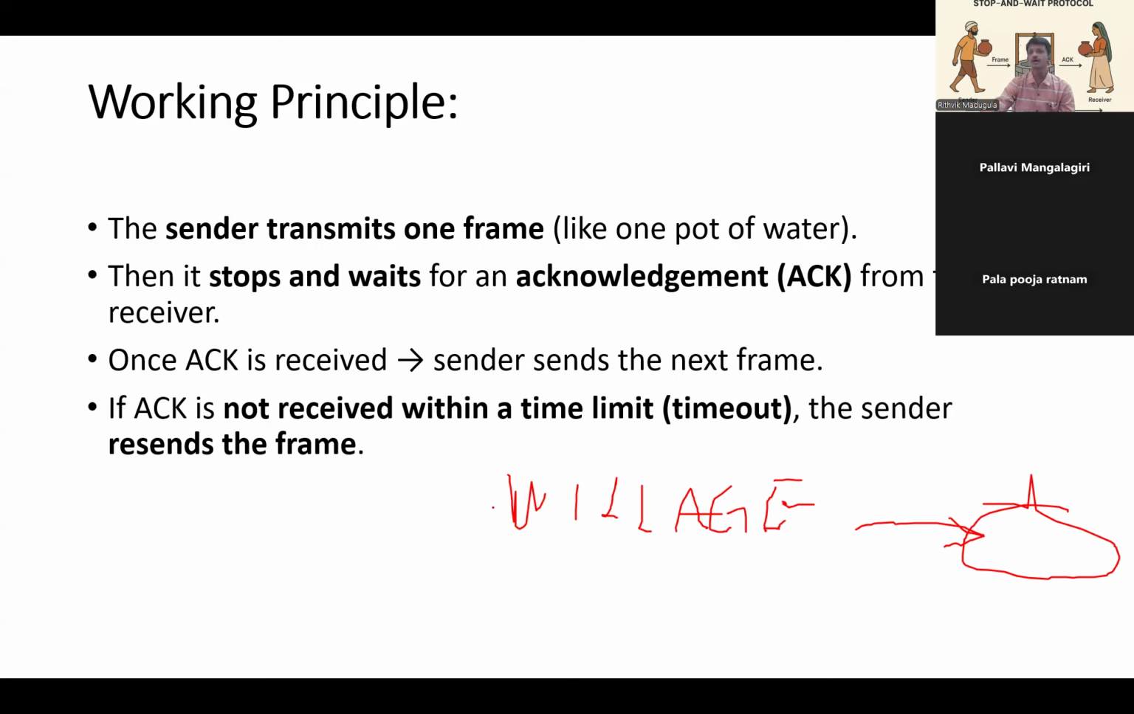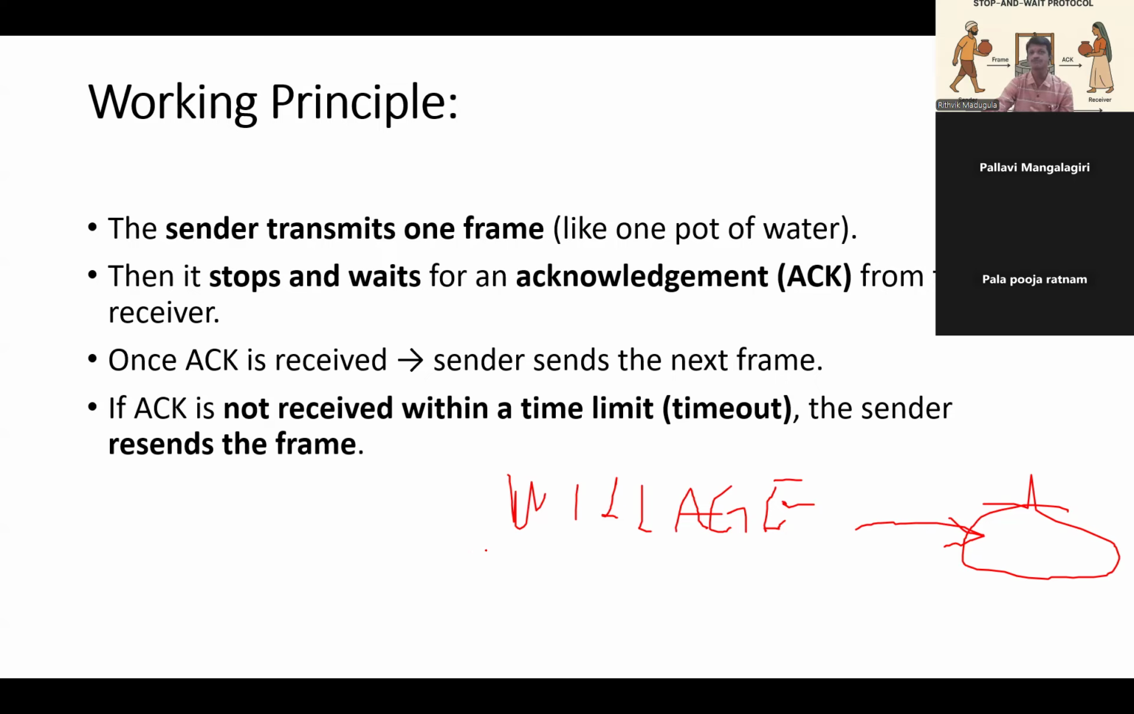Now here a case comes. If I dig the water, put the water, and wait for a huge amount of time, there should be some sort of time limit. There should be a time limit for the sender so that the receiver can receive the packet. So there should be some sort of time frame.